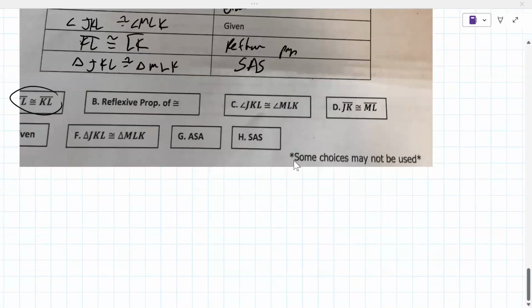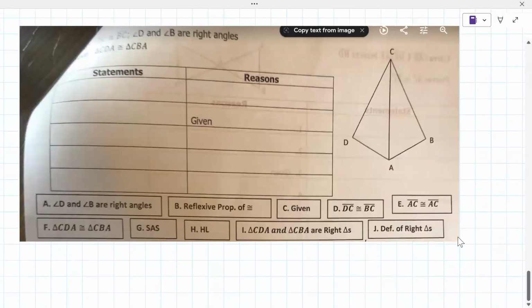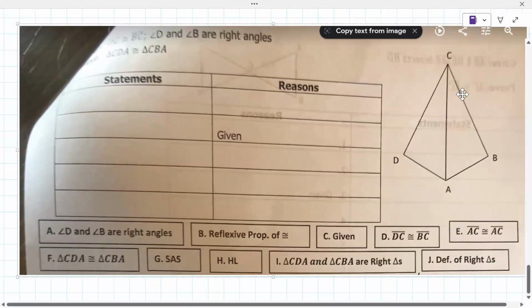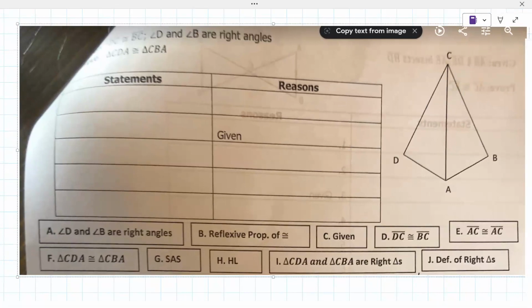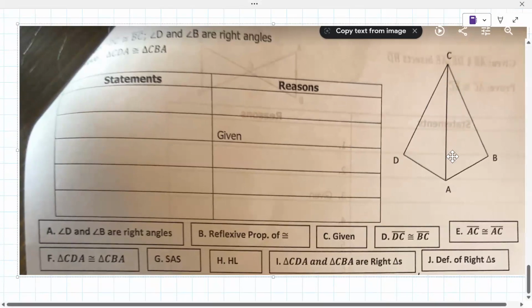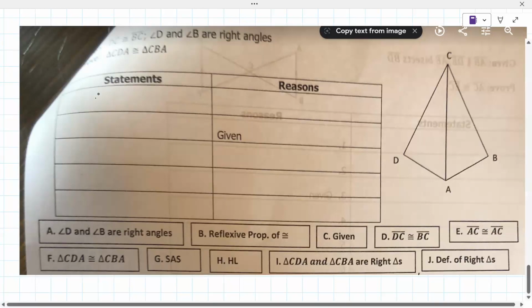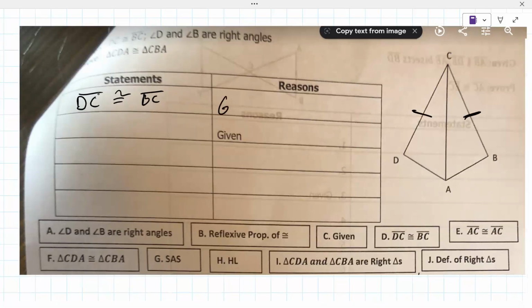Ready to move on to the next one? All right, so no need to redraw these. You'll start noticing the more you do these that anything where there's overlapping stuff, you're probably going to use AC congruent to AC. But we'll start with the givens here. BC congruent to BC. Those are congruent and that's given.